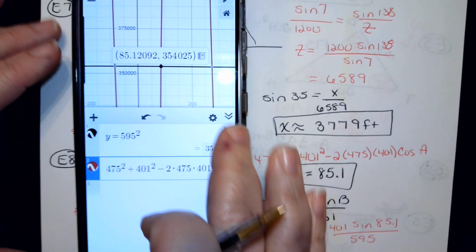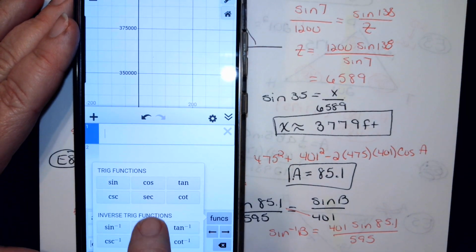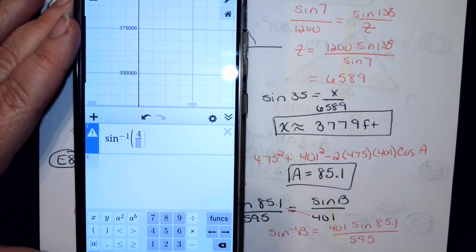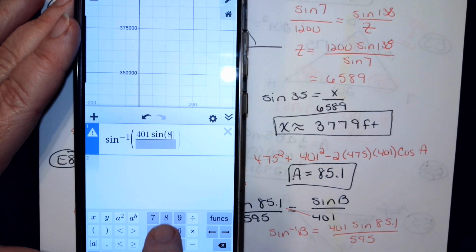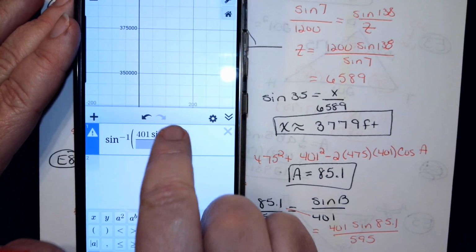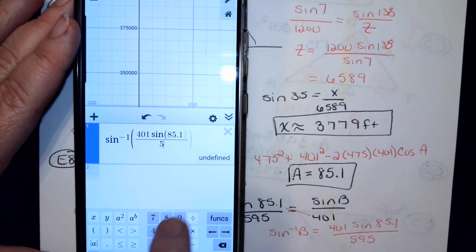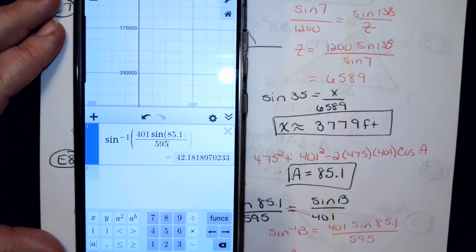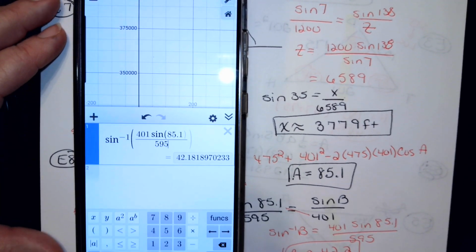So what we end up with is B equals the inverse sine of 401 times the sine of 85.1, divided by 595. Let's see. Inverse sine of 401 times the sine of 85.1, and then divided by 595. So angle B is approximately 42.2 degrees.